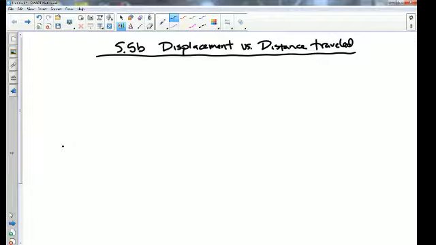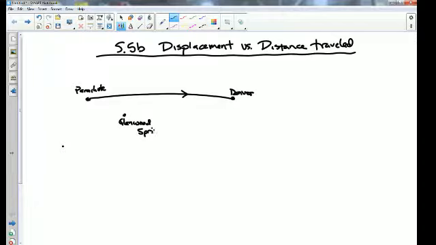Let's say you're given a rate function and you drive from Parachute and you go to Denver. You go from Parachute to Denver, and then you come back to Glenwood Springs. Distance traveled. Yeah, okay.